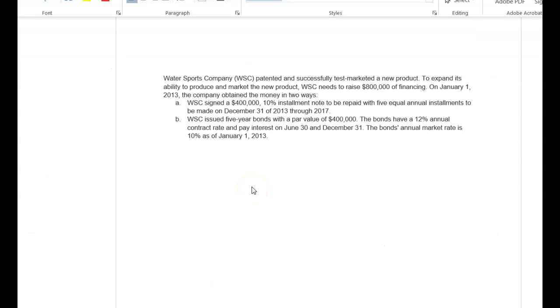Okay, let's look at one example. A water sports company patented and successfully marketed its new product. To expand and produce this product, it needs to raise $800,000 in financing. So at the beginning of the year 2013, they obtained money in two ways.